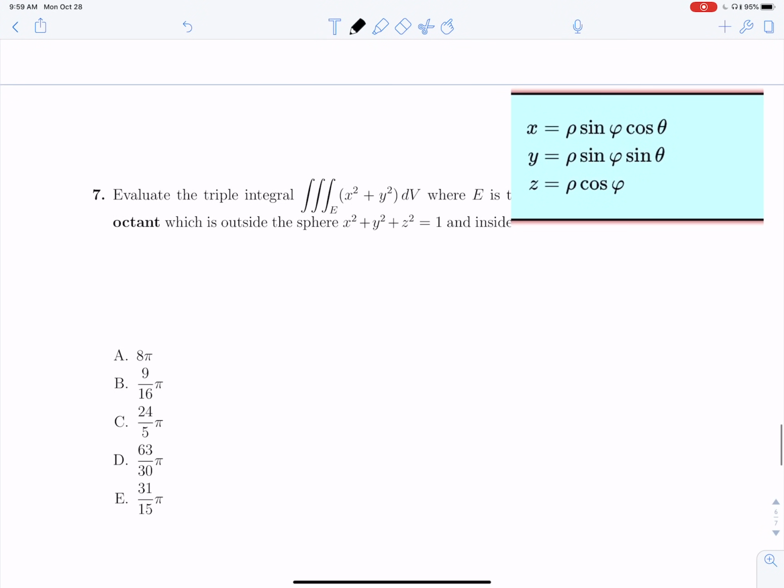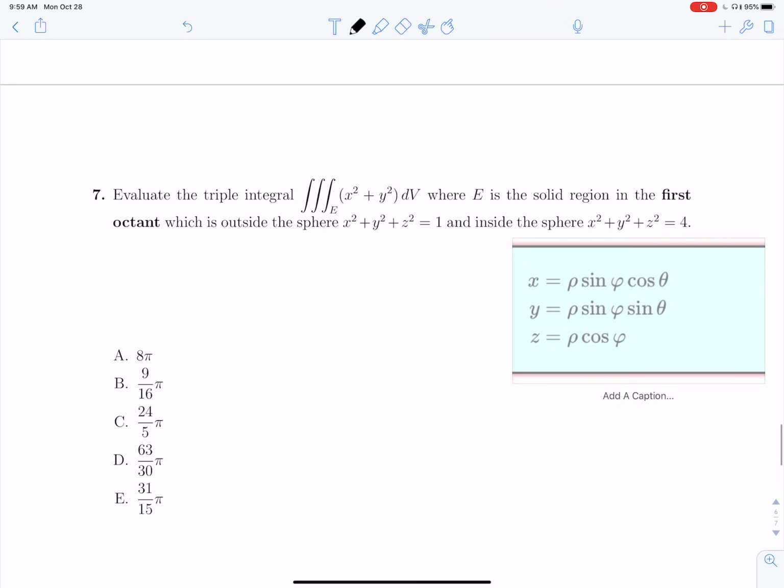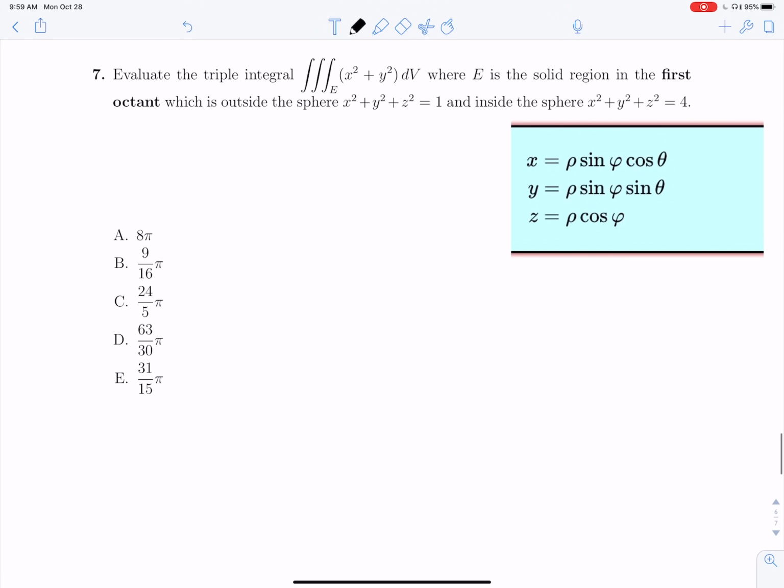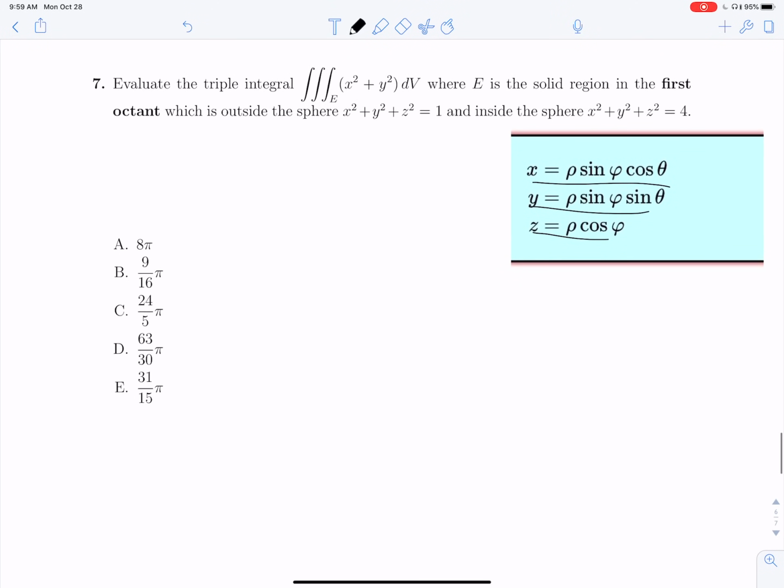Okay, question 7, we have a spherical integral to worry about, and we have our little conversions right here, which is useful. This is an interesting one, because seeing this x squared plus y squared, you'd immediately think that it's a cylindrical integral, but this one is not.